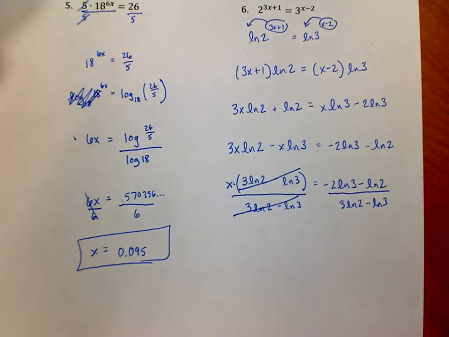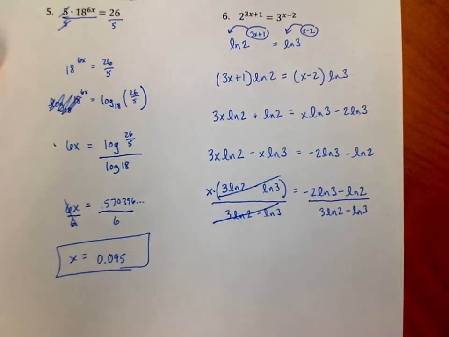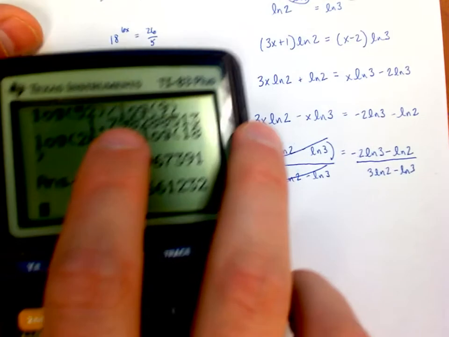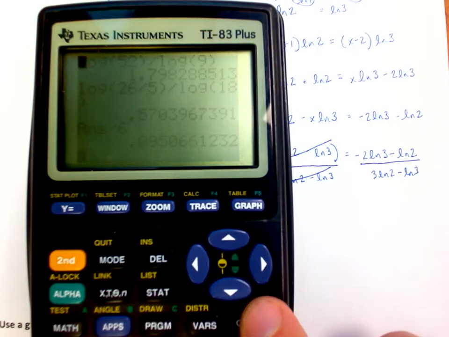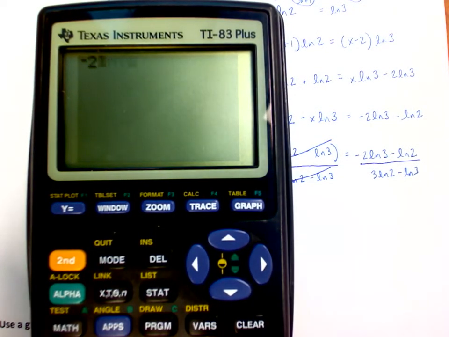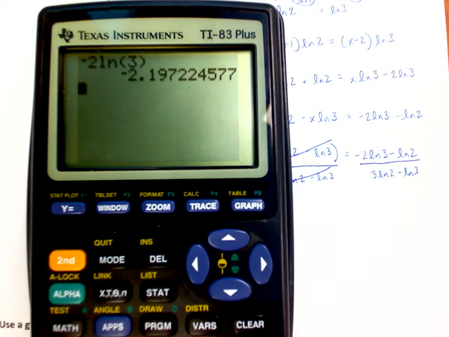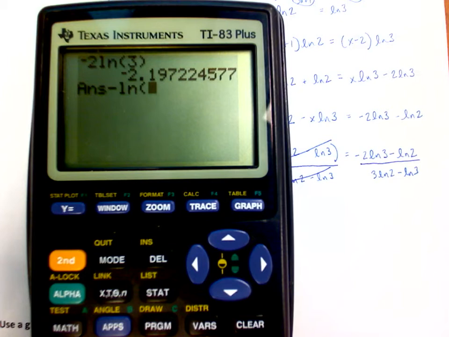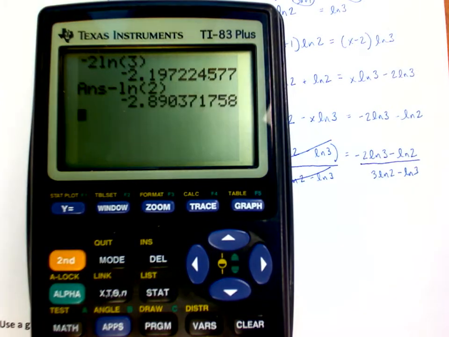All I need to do is go through and type all this stuff into my calculator and figure out what it equals. Be careful about parentheses. So here we go. I have negative 2 natural log of 3 in the parentheses. I'm going to subtract the natural log of 2 in the parentheses. So that's what the top is.